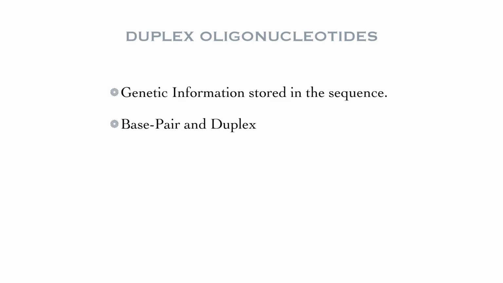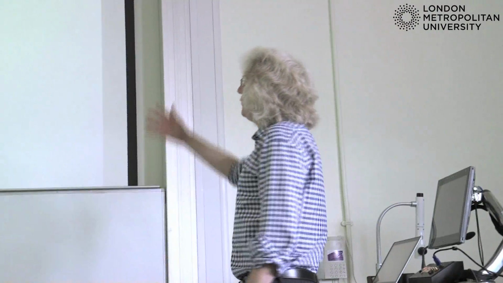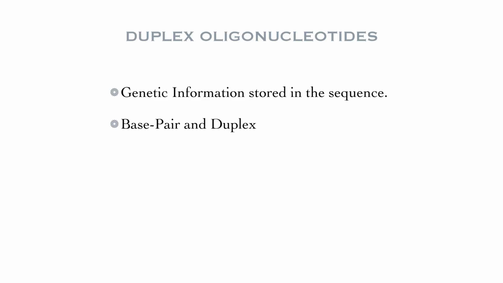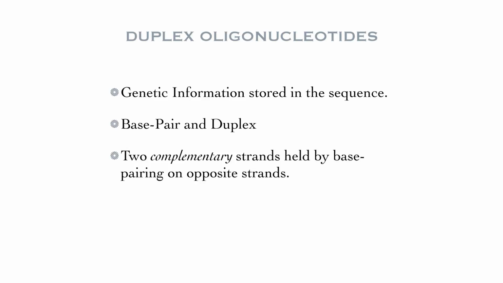Now, duplex oligonucleotides. This is where the genetic information is stored, in the sequence. And it's a base pair in the duplex. That's the essential component of the duplex itself. There's a base pair, and there are two complementary strands held by base pairing on opposite sides.